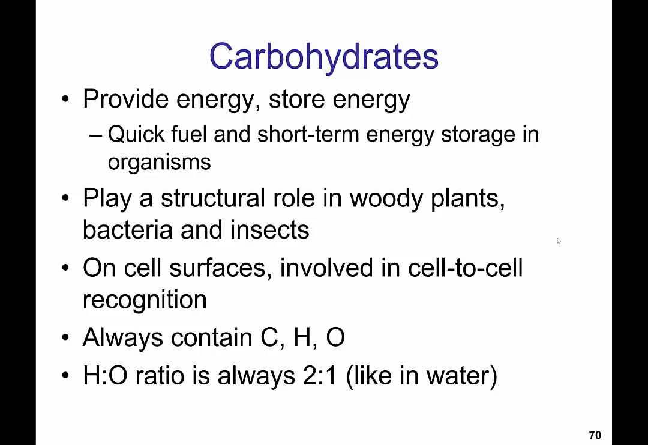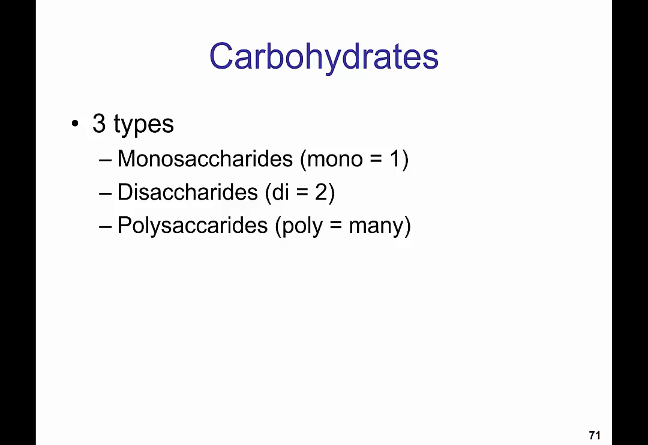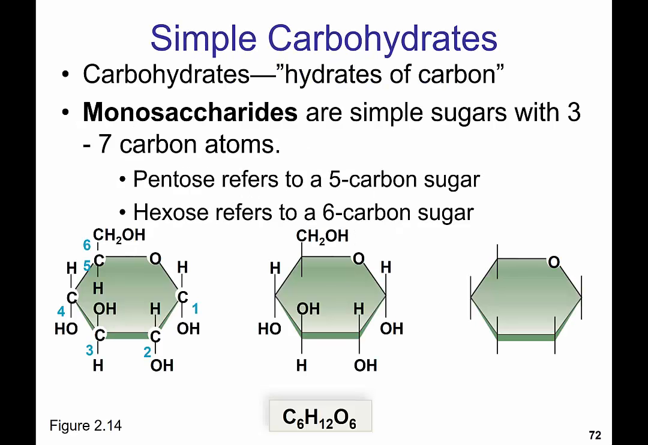Carbohydrates always contain carbon, hydrogen, and oxygen. The hydrogen to oxygen ratio is always 2 to 1. Just as in water, we have 2 hydrogen atoms to 1 oxygen atom. And this is because carbohydrates are hydrates of carbon. As we'll see momentarily, there are 3 types we're going to look at: monosaccharides, disaccharides, and polysaccharides. Mono meaning 1, di meaning 2, and poly meaning many.